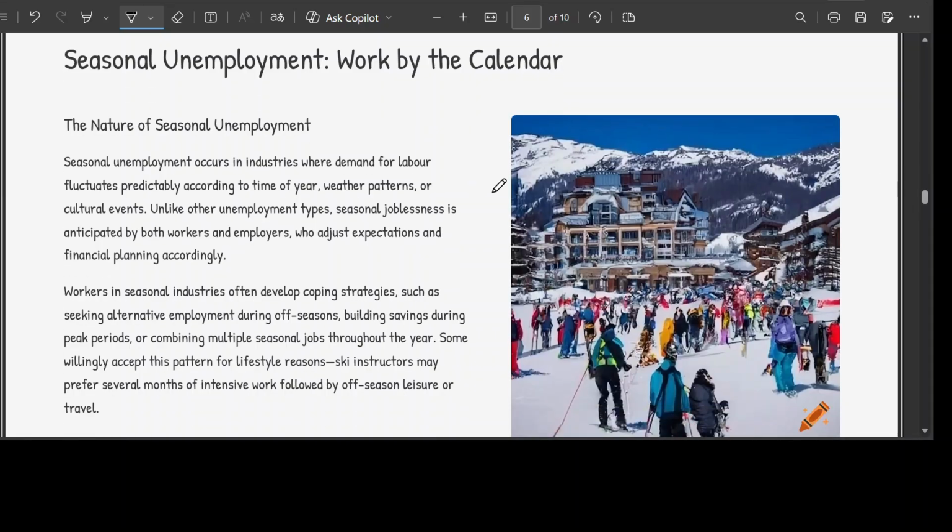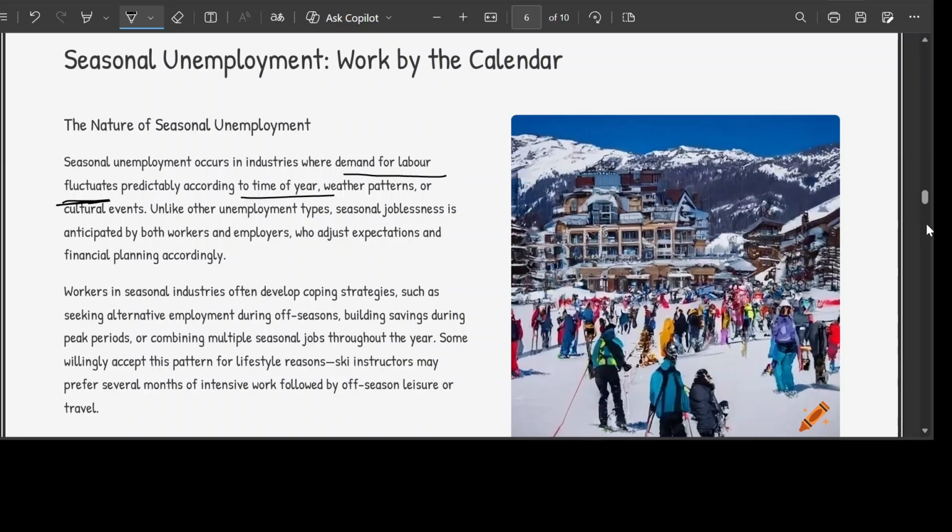Another type of unemployment is seasonal unemployment, which is basically because of the seasons which we all encounter. Seasonal unemployment occurs in those industries where the demand for labor fluctuates depending on the time of the year, the weather patterns, or cultural events. This seasonal joblessness is anticipated by both workers and employers, who adjust their expectations and financial planning accordingly.